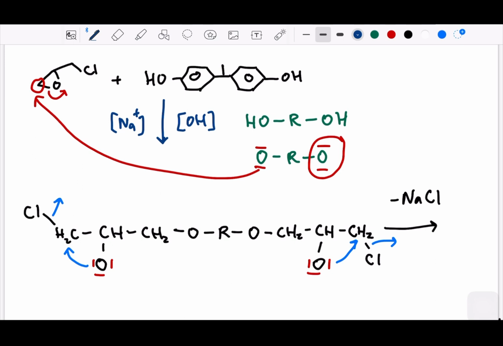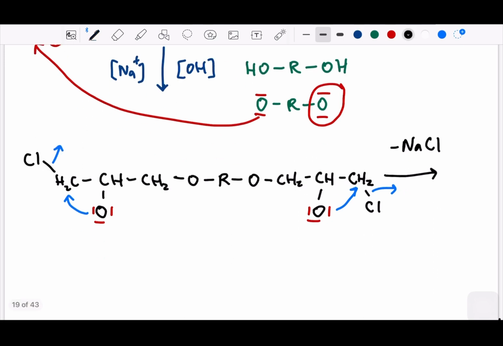But this will make a double epoxide on both ends. So this will make another triangle, right? And this chlorine will be removed.